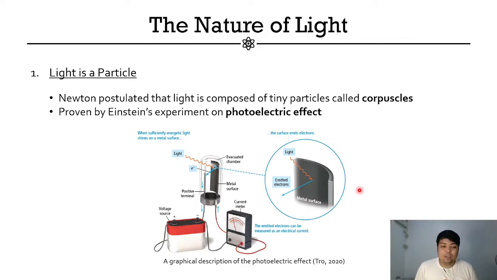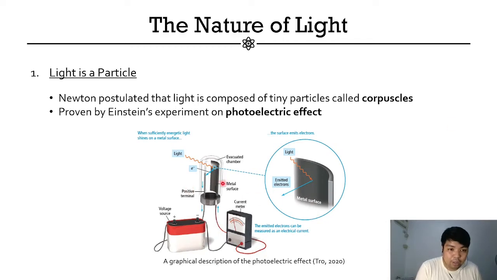Now, before the concept of the dual nature of light was even proposed, Newton postulated that light is composed of tiny particles called corpuscles. Several centuries later, this was supported by Einstein's discovery of the photoelectric effect. If you see it here, this is the general setup that Einstein used to further prove the nature of light as a particle.